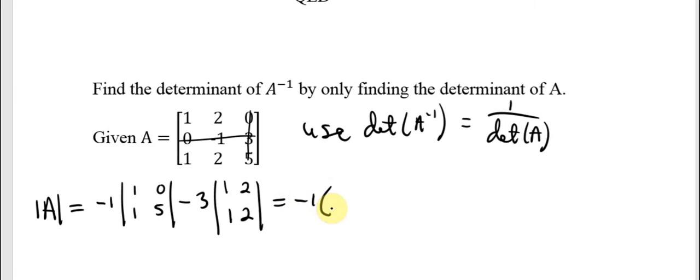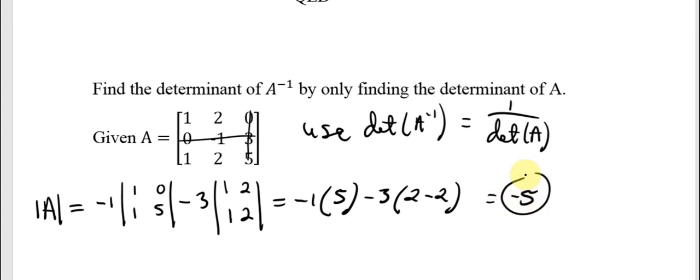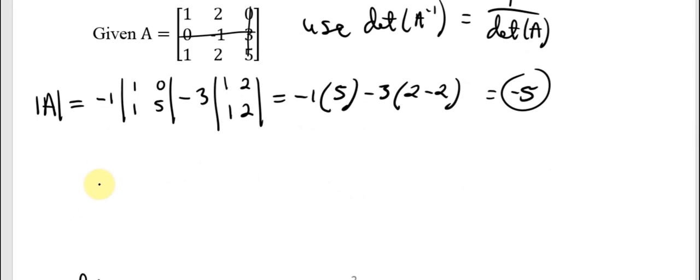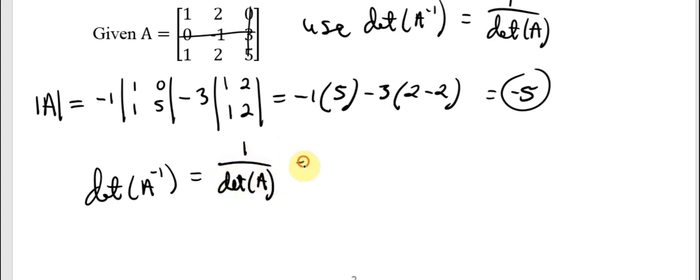So we get negative 1 times 5 minus 3, and this is 2 minus 2. So we get negative 5 for the determinant of A. So if that's the case, then the determinant of A inverse is equal to 1 over the determinant of A. Well, this is just negative 1 over 5, or 1 over negative 5, which is the same thing as negative 1 over 5.